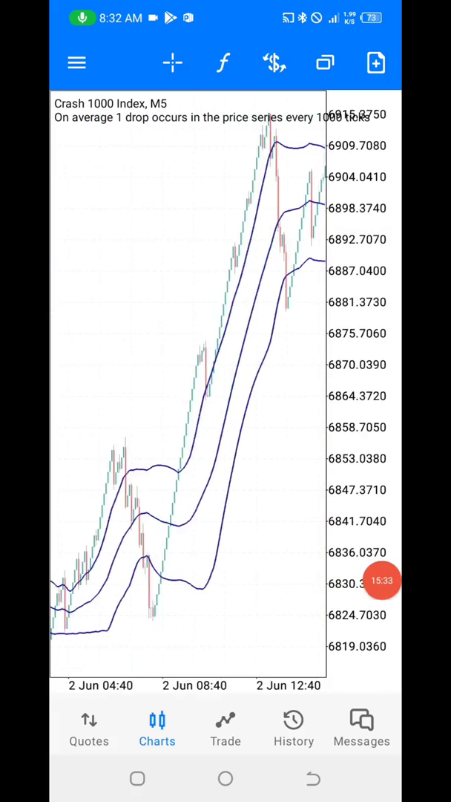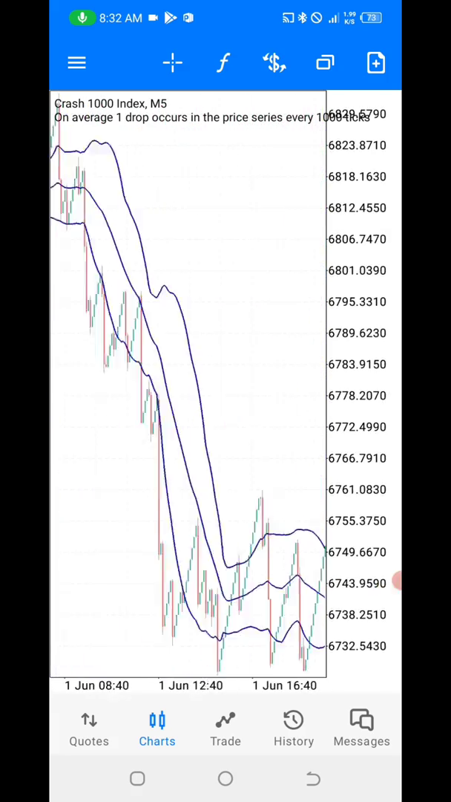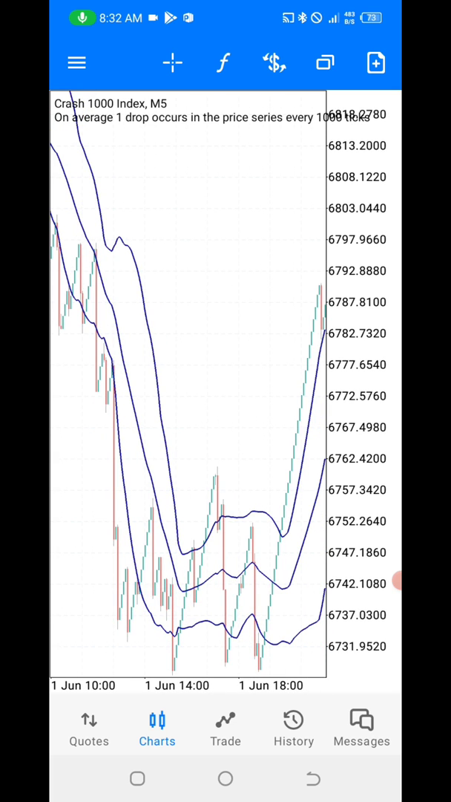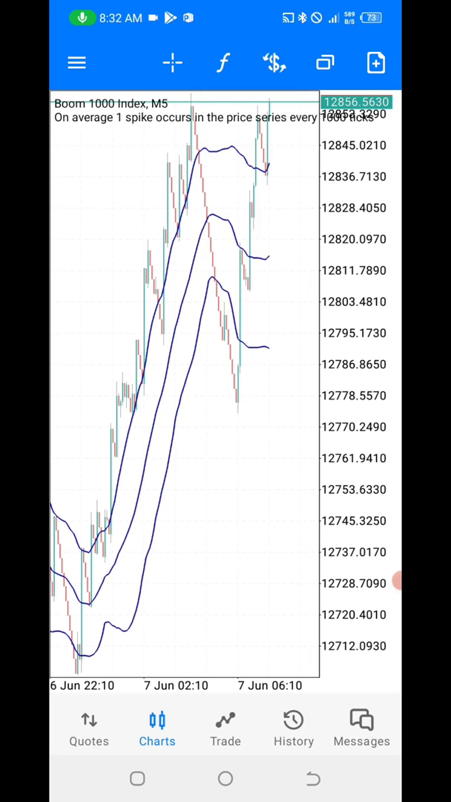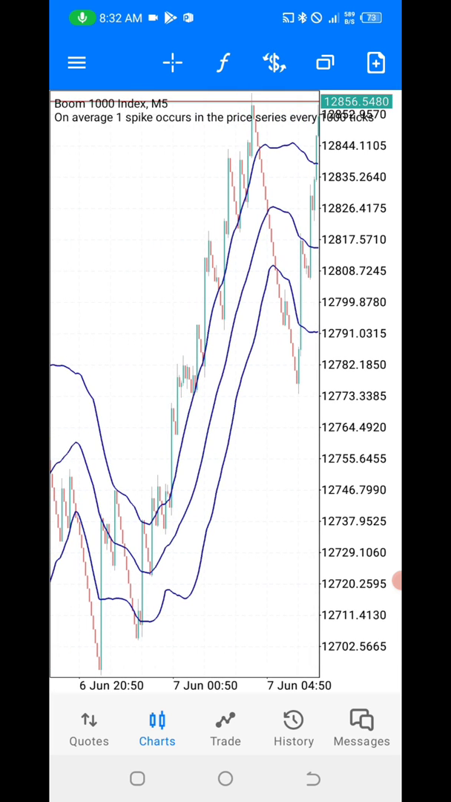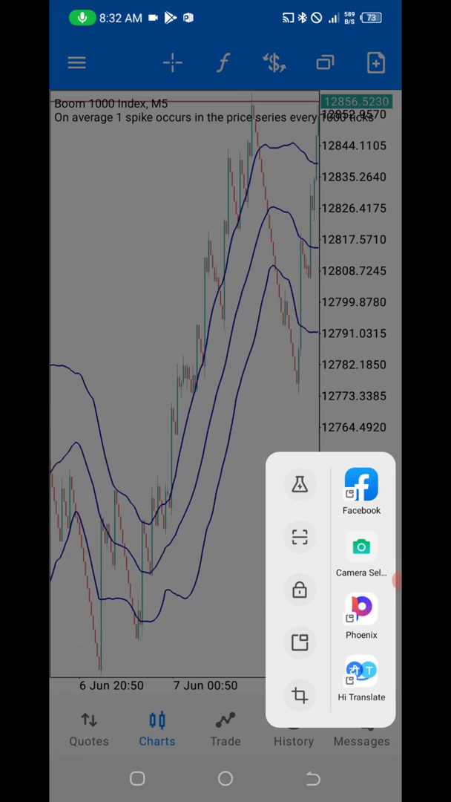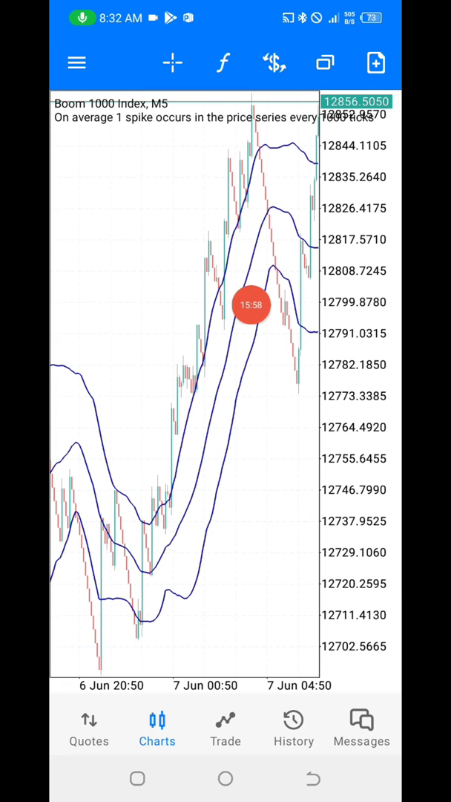Now it's every now and then, and the good thing is that you can use this strategy on Boom 500, Boom 1000, Crash 500, Crash 1000, even on other indices, right? So that's just how it is, guys. Now let me quickly go to the Boom market so that you see how it's playing out. This played out very well, right?